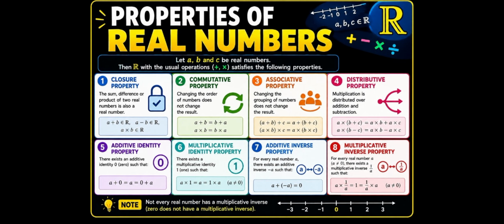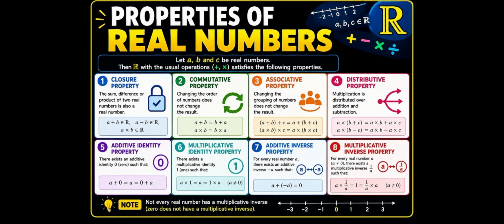Okay students, what are the properties of real numbers? The properties of real numbers always exist on two operations, that is addition and multiplication. Some of these properties we have done separately. Now this is the overview of all the properties of real numbers.